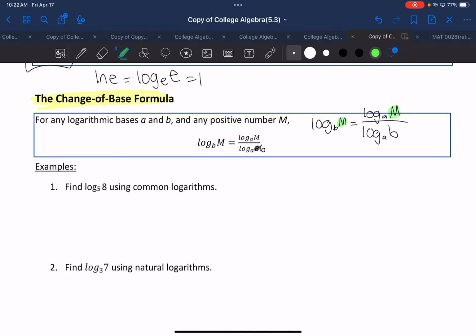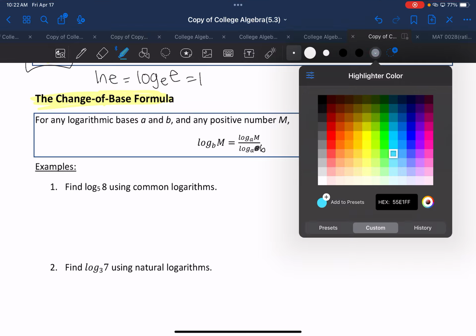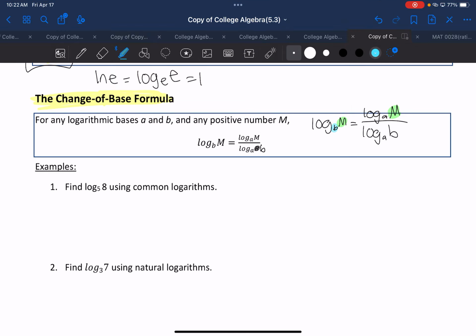But then I divide that by log base a, whatever base I chose, and then I put the original base, which was b, inside of that log function on the bottom. Usually when we do this, we will choose log base 10 because that's the common log, or the ln, because both of those can be put into our calculator.